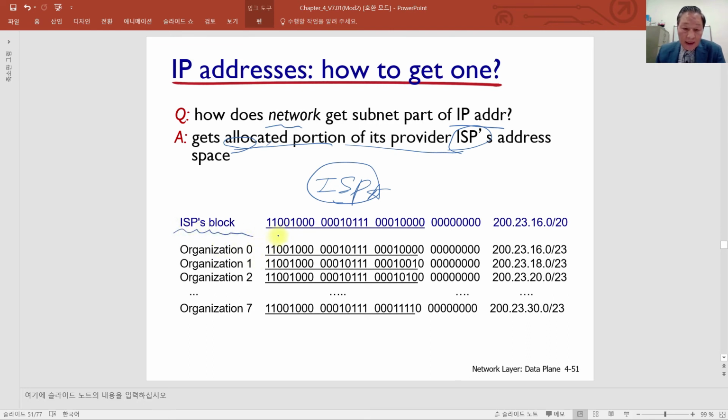Instead, we are paying, depending upon that subscription of the internet, as an internet subscriber. We are paying a monthly payment. Here, the ISP's block, IP address block here.